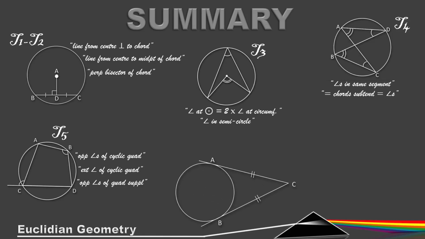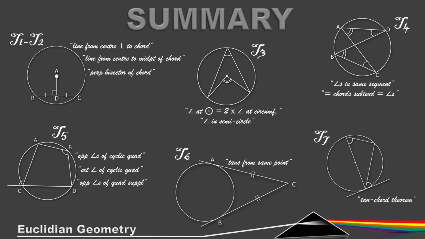All right, and then theorem 6 is basically that the tangents from the same point, which means if you have two tangents that are coming from the same point outside of a circle, those two will be equal in length. And then the final theorem, theorem 7, which is the tan-chord theorem, basically says that the angle between the tangent and the chord is equal to the angle that is subtended by that same chord.